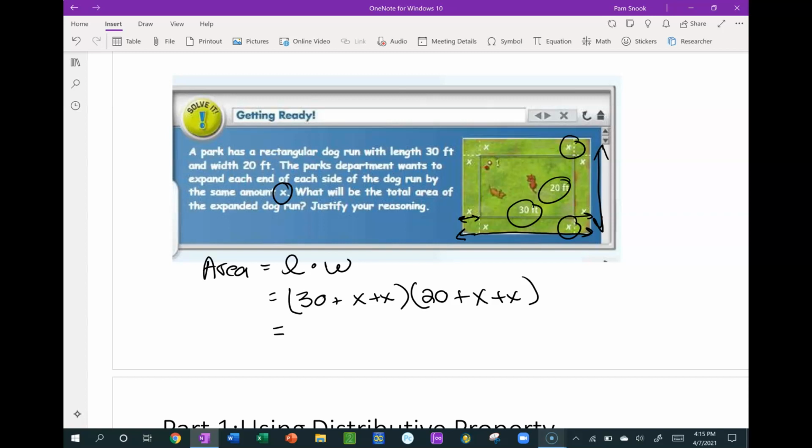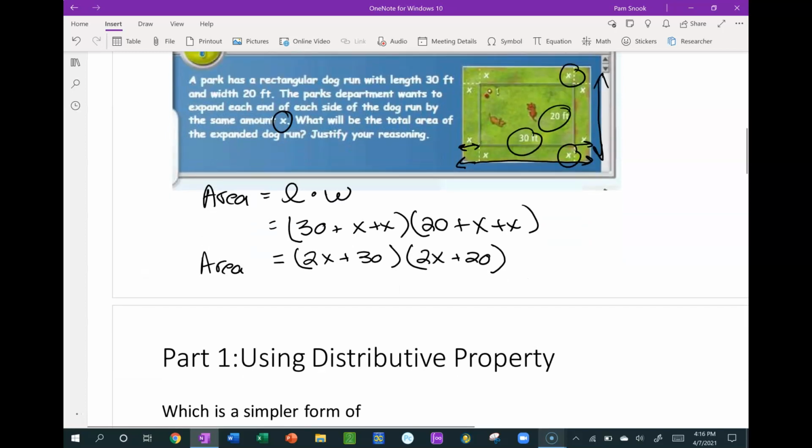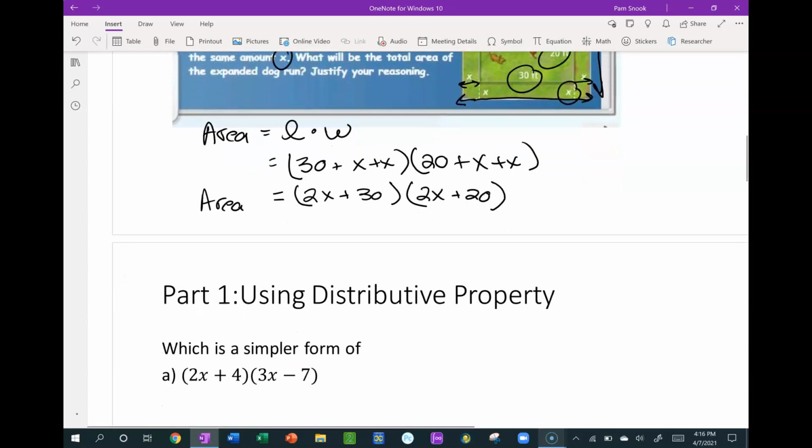And we can simplify this a little bit. I can add my two x's together and get a 2x plus 30. And then for the width, I can add the two x's again and get a 2x plus 20. And so what I have is two binomials that I would multiply together to get the area. Now they didn't tell us what x is, so this is as far as I can go here. But let's go ahead and learn how to multiply those two together.